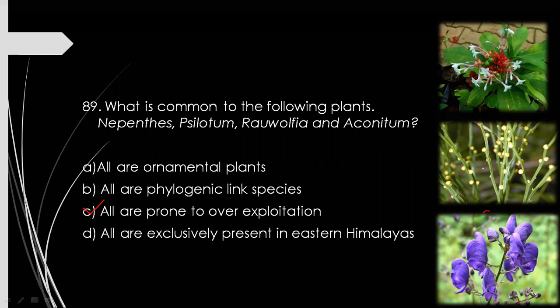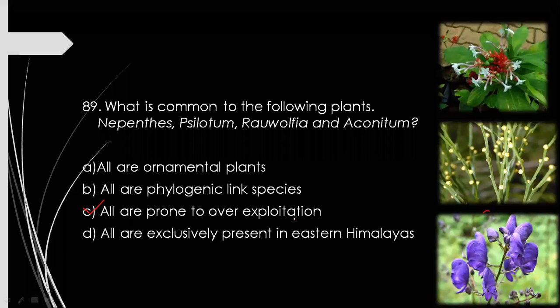All are phylogenetically linked? No, they are not. It means they are not genetically the same. This is one plant, this is a different plant, this is a fern. They come from different backgrounds. So the answer is not phylogenetically linked species. But there is something common in them: overexploitation. Exclusively in the eastern Himalayas? We find Rauwolfia serpentina in other parts as well, so it's not exclusively found there. So the answer is all are prone to overexploitation. Did you get me? Yes.